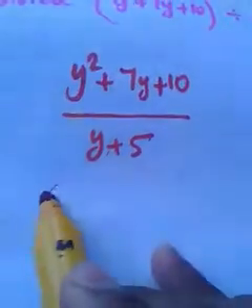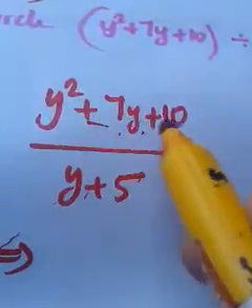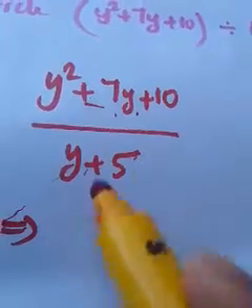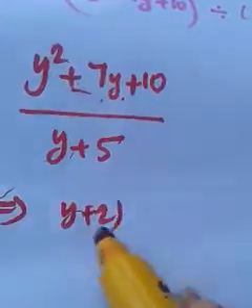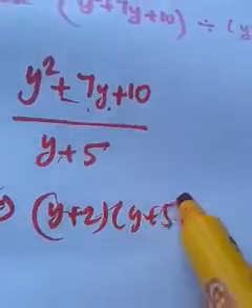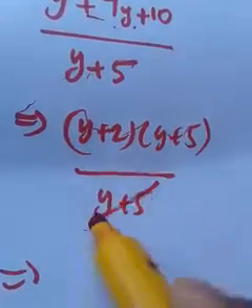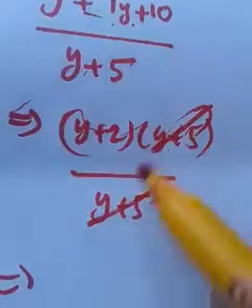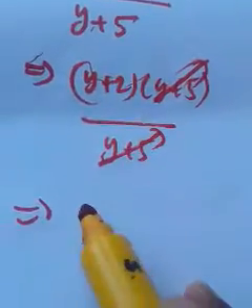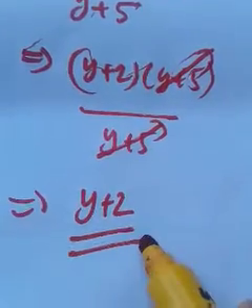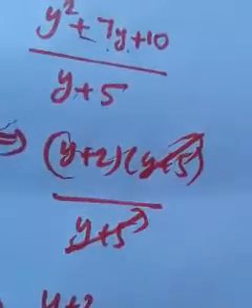That means now let me come to the question. Y square plus 7y plus 10 was the question. Instead of that I can replace it as what? Y plus 2 into y plus 5, and denominator y plus 5 as it is. You just see now, you can cancel this y plus 5 and y plus 5. Both are the same term, no? So what will remain? Y plus 2 only will remain. So this is your answer.